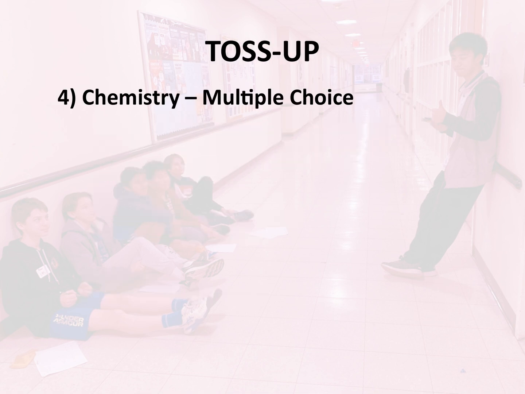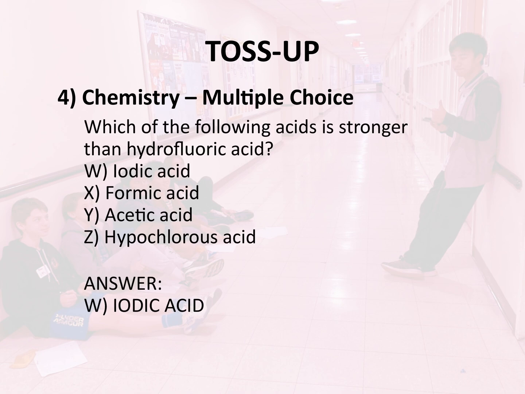Toss-up 4. Chemistry, multiple choice. Which of the following acids is stronger than hydrofluoric acid? W. Iodic acid. X. Formic acid. Y. Acetic acid. Z. Hypochlorous acid. Answer: W. Iodic acid.